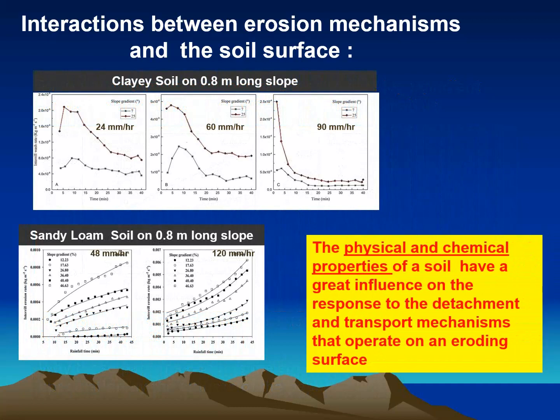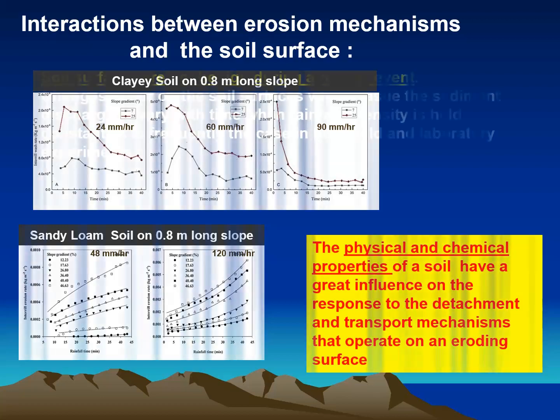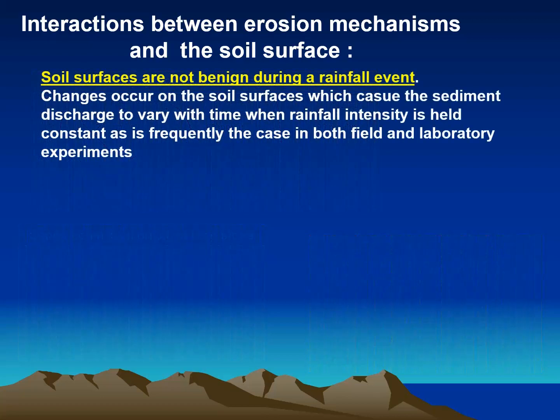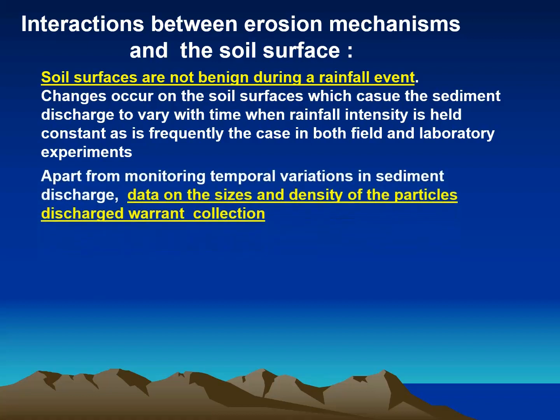Basically, the physical and chemical properties of the soil have a great influence on the response to the detachment and transport mechanisms that operate on the eroding surface. Soil surfaces are not benign during a rainfall event. Changes will occur on the soil surface which cause the sediment discharge to vary with time when rainfall intensity is held constant. Apart from monitoring temporal variations in sediment discharge, data on the size and densities of the particle discharge warrants collection.